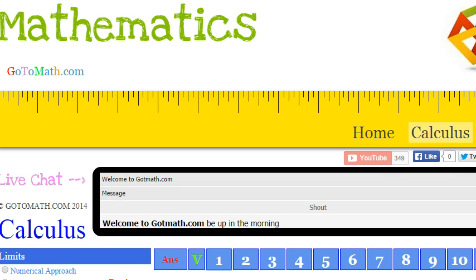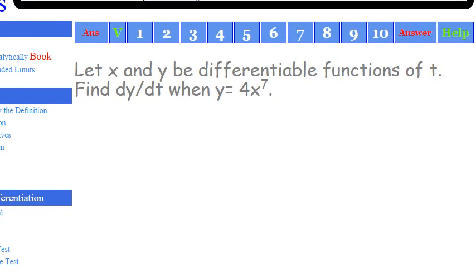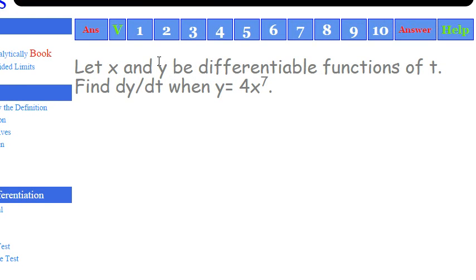We're at gotomath.com working some calculus. We're doing some related rate problems, and we're in this section right here. This is like take 3. Had some issues earlier. We got: let x and y be differentiable functions of t. It says find dy over dt when y is equal to 4x to the 7th.